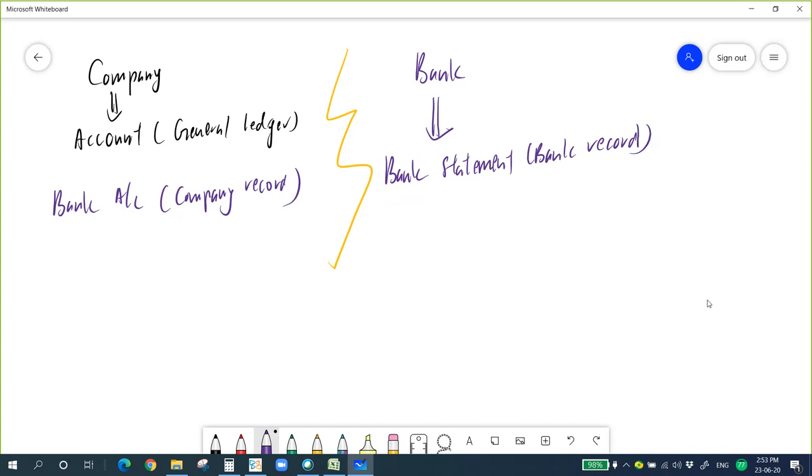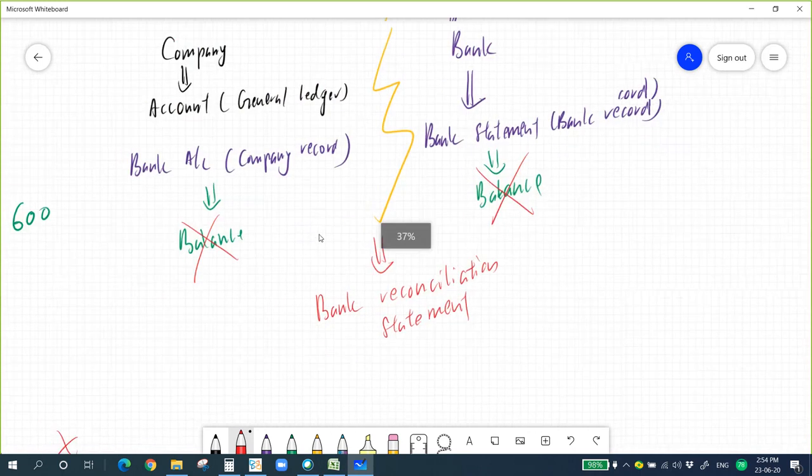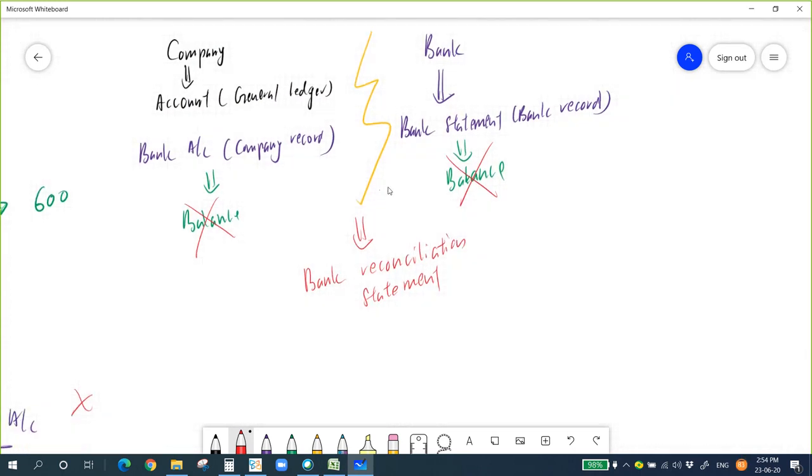So why do we need to prepare a bank reconciliation? When the balances in your company account, general ledger, and the balances in your bank statement are not equal, when your bank account in general ledger and bank statement in the bank record are not equal, we have to prepare bank reconciliation statement. Clear or not?